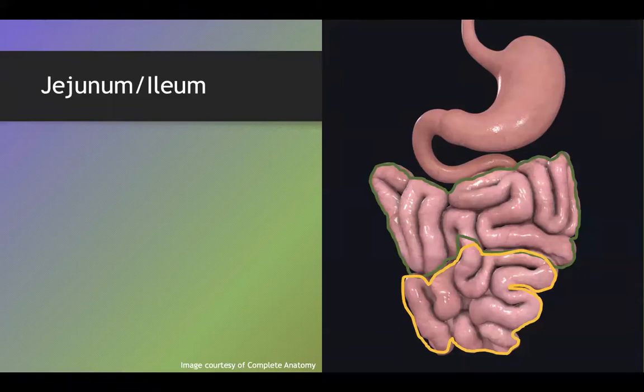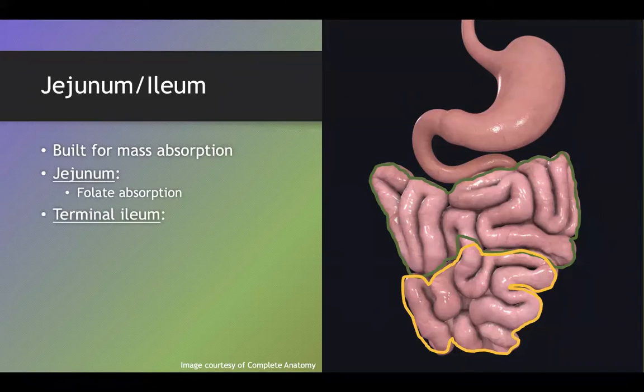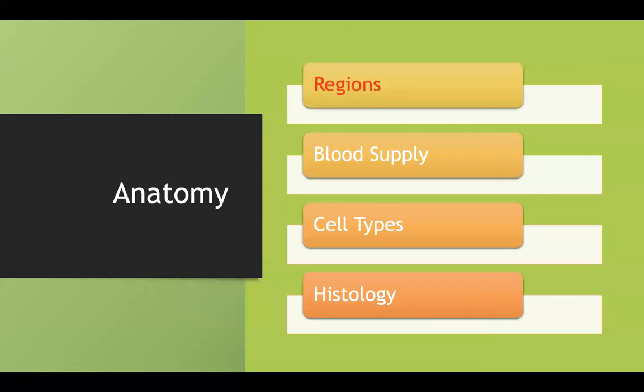Now we can move on to the other two regions of the small intestine. Both the jejunum and ileum are built for mass absorption. The jejunum is known for folate absorption, as we talked about earlier, and the ileum, with a specific attention to the terminal ileum, is known for vitamin B12 absorption.